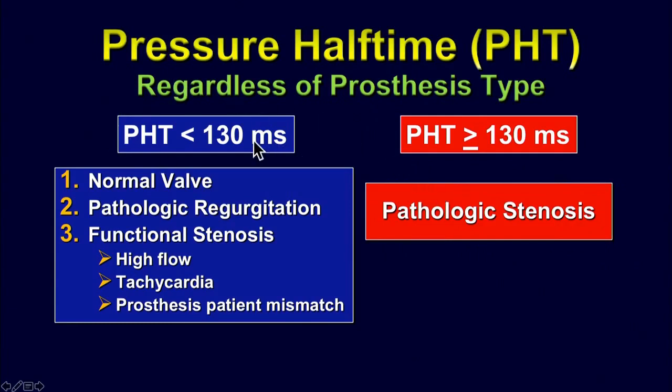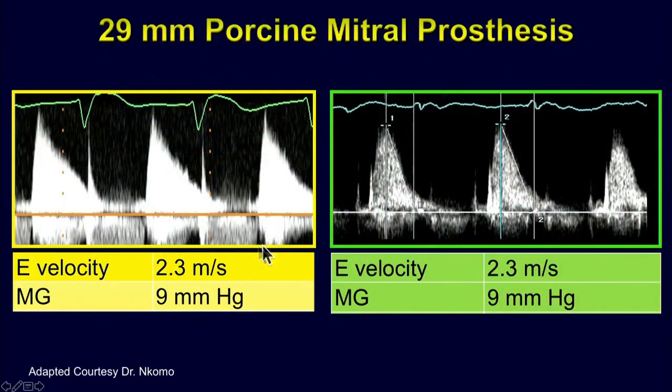If the pressure half-time is short, then it could be a normal valve, but not if the E-wave velocity is high and the mean gradient is increased. Then we need to think of either pathologic regurgitation or functional stenosis. So here is an example courtesy of my friend and colleague, Dr.